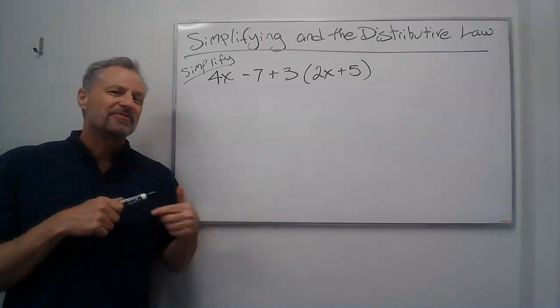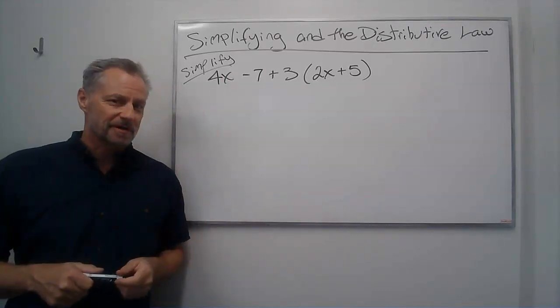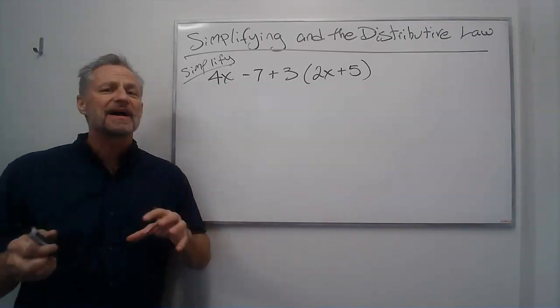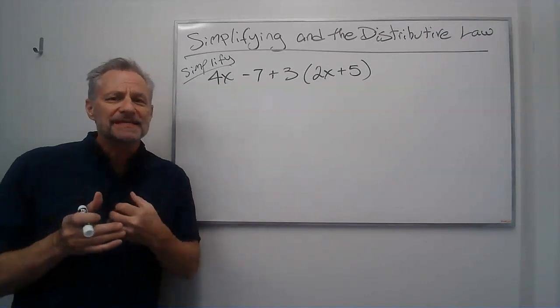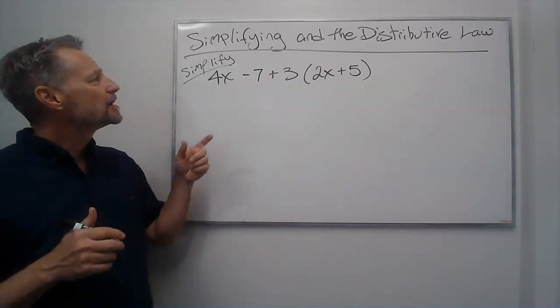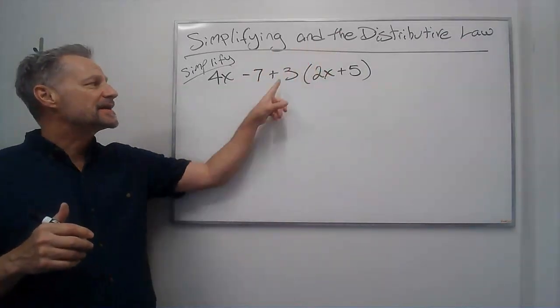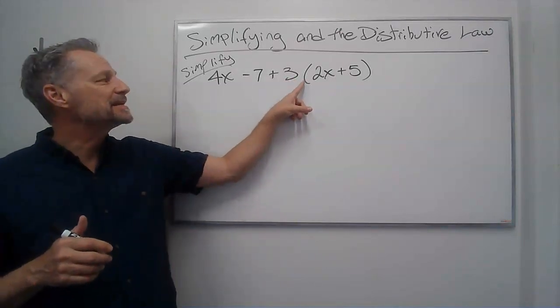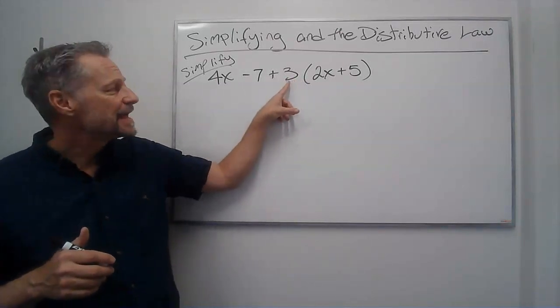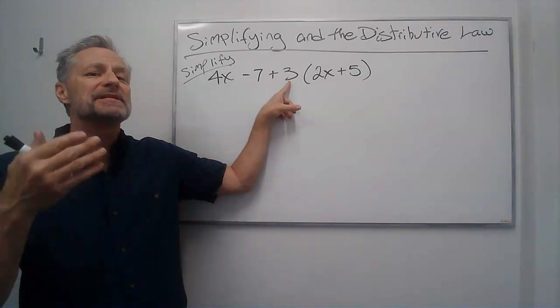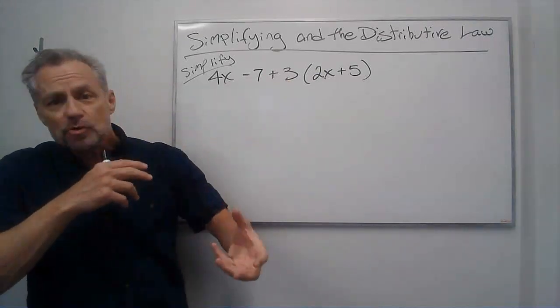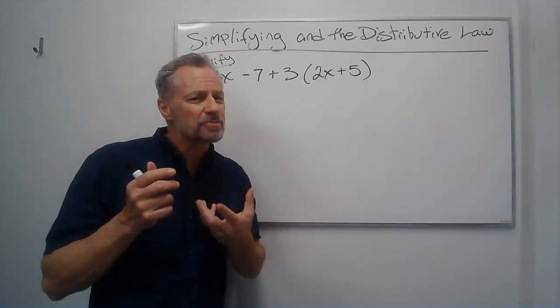Let's look at simplifying and the distributive law. To simplify, essentially we're just going to group things together, put like terms together. The distributive law: if I have something outside the parentheses and there's no operation in between, remember that means multiplication. So we have to do order of operations, we have to combine like terms, all kinds of good stuff happening here.